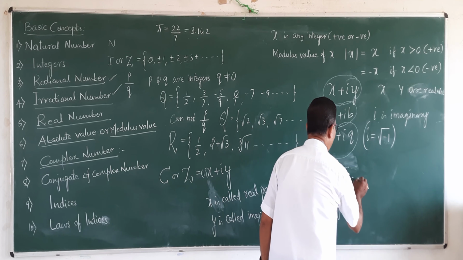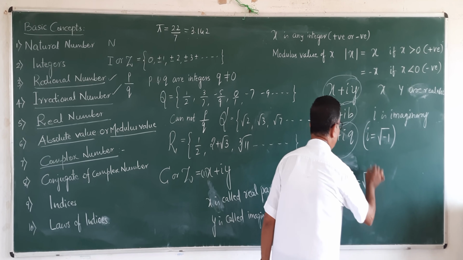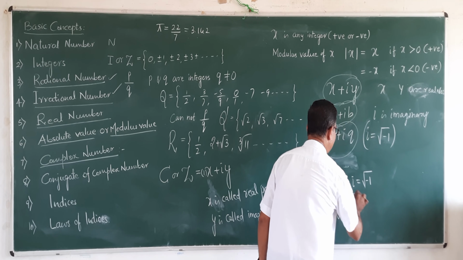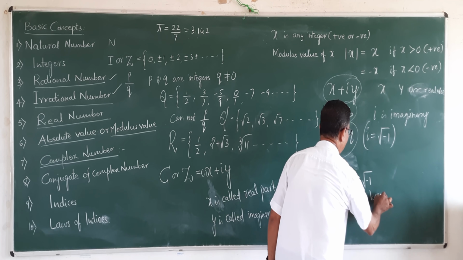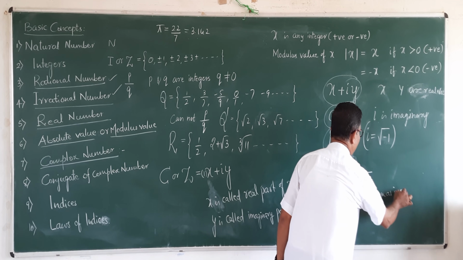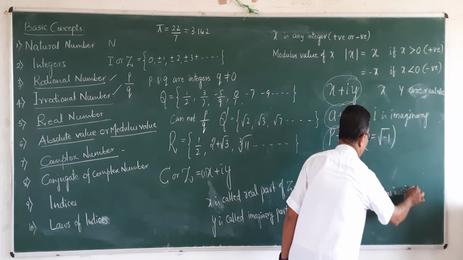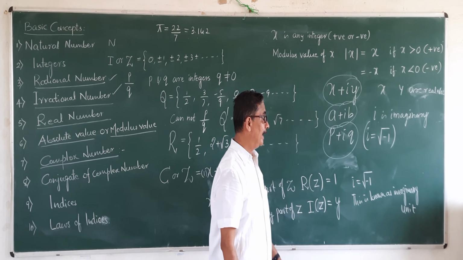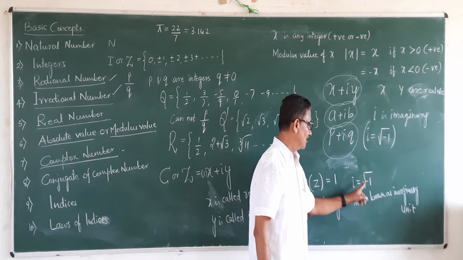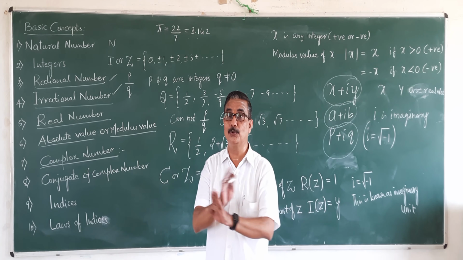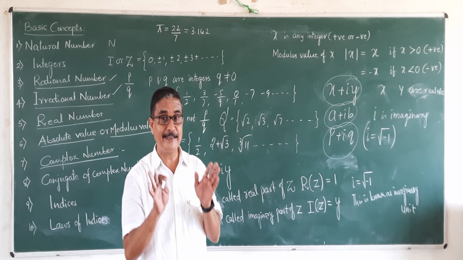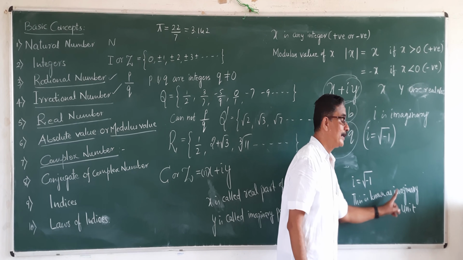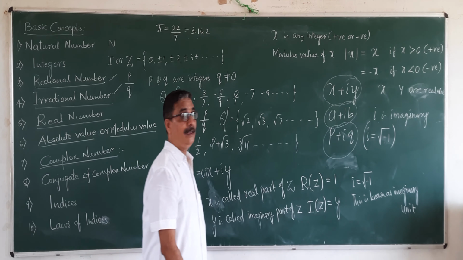And the value of i, how much is it? Under root of -1. Right? So this is known as imaginary unit. Unit means one. So a negative sign came inside the root, that is not real, it is complex, it is imaginary. i is equal to root of -1, that is known as imaginary unit.